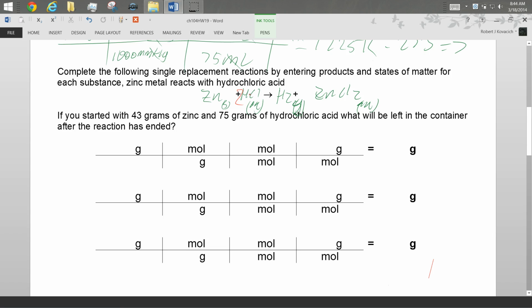Okay. So if I start with 43 and 75 of the zinc and the HCl, what's going to be in the container when I'm done? All right, so I'll just start off with 43 grams of zinc.